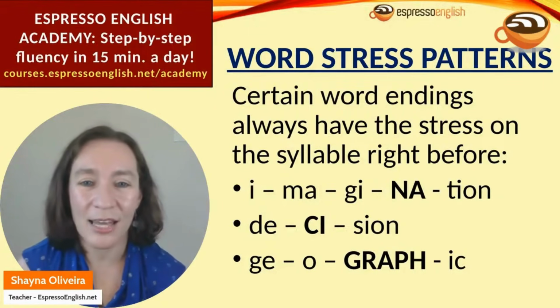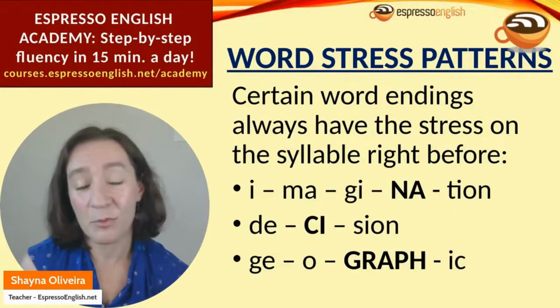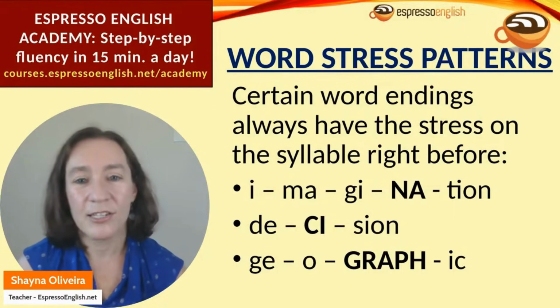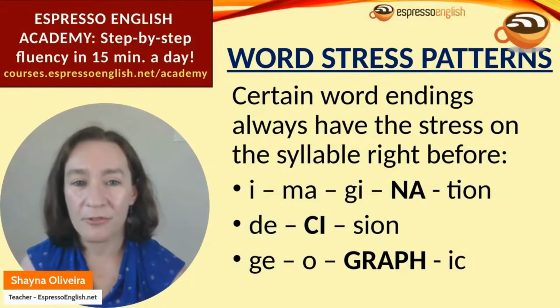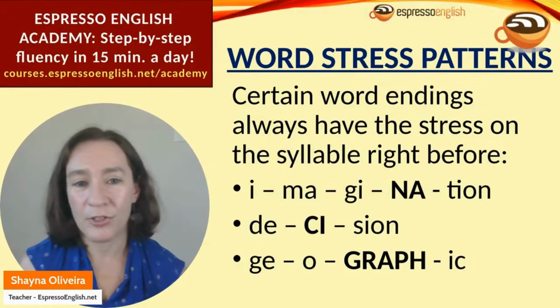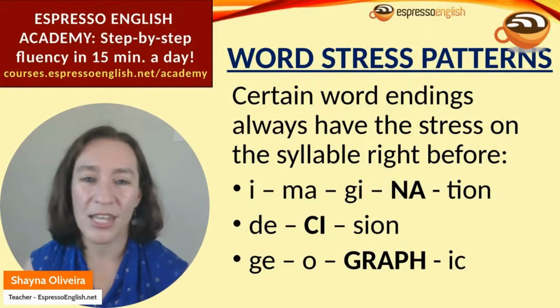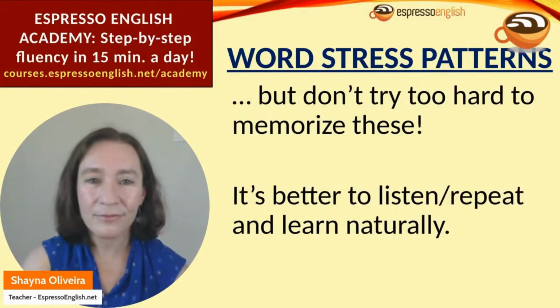Another word ending that makes the stress be right before it is IC. So we have geographic. So in the word geography, the stress is on the O, geography. But when we have geographic, the stress changes to right before the IC ending.